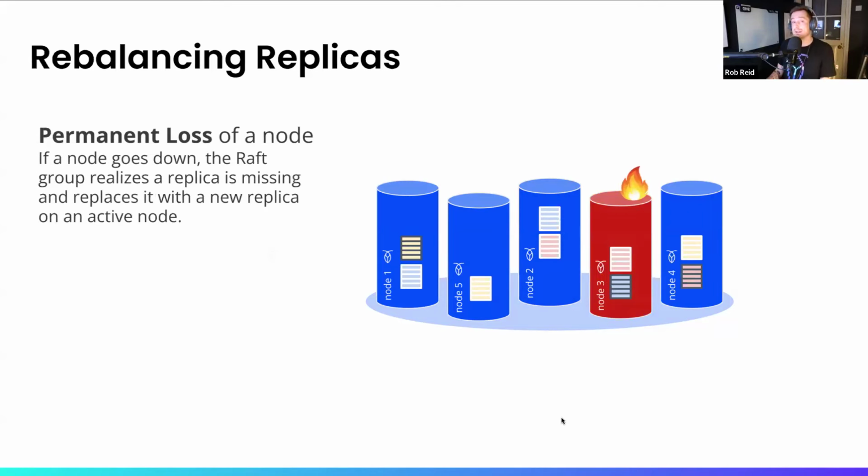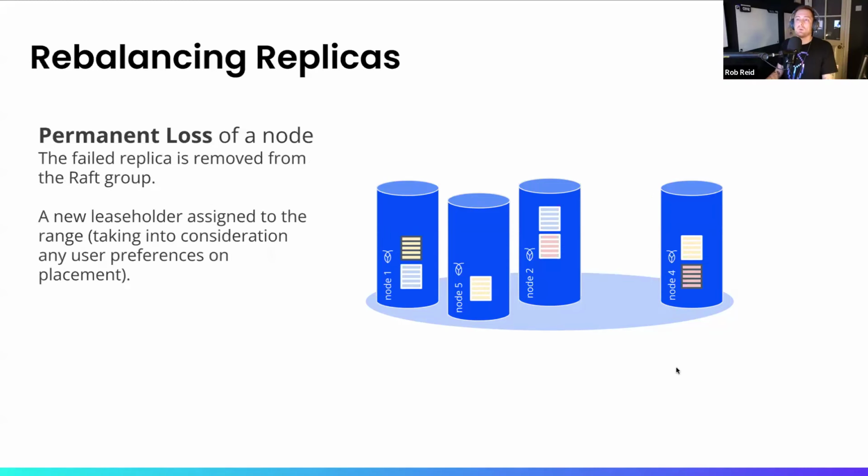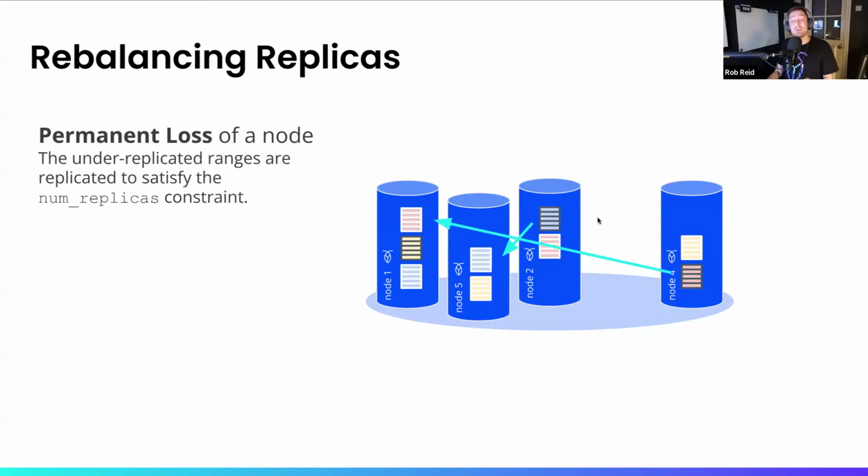If, however, we permanently lose a node and it's down for more than 5 minutes, and that's a configurable window, in this case, we've lost a leaseholder. We assign a new leaseholder. So you can see that this one's just become a leaseholder. I'll do that animation again so you can see. So that's just become the leaseholder. And now we know that we've got under-replicated data, so we need to create new replicas. So there's a new replica of the blue range here and a new replica of the pink range here.